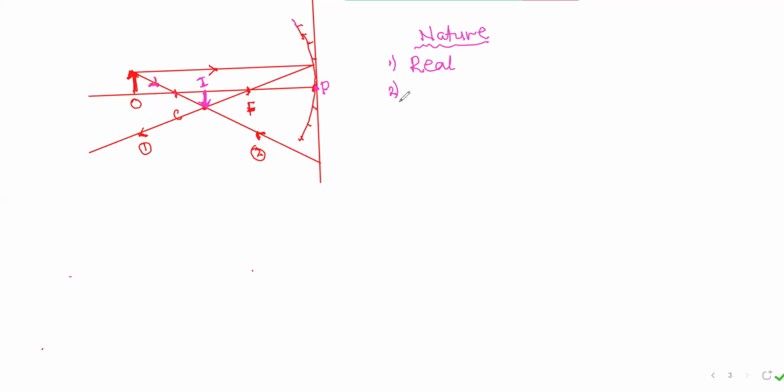All real images are inverted. All virtual images are upright. So it is real, it is inverted, or turned upside down.